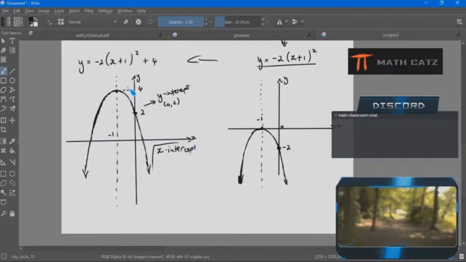I can, from the graph, read where they are, right? That's too hard. I can't trust my graph that much. So I set y equal to 0 and solve the equation that I get. I'll flip the equation around a little bit. I'll do it over here. Negative 2(x plus 1) squared plus 4 equals 0. I like my stuff on the left.